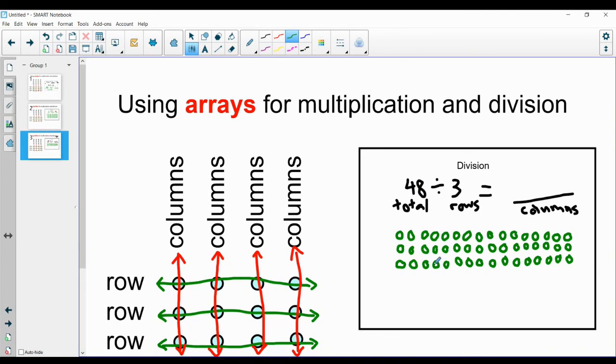Now I'm going to count how many columns I have altogether, because that's what I'm looking for. I have 1, 2, 3, 4, 5, 6, 7, 8, 9, 10, 11, 12, 13, 14, 15, 16 columns. That means that 48 divided into 3 rows is equal to 16 columns.